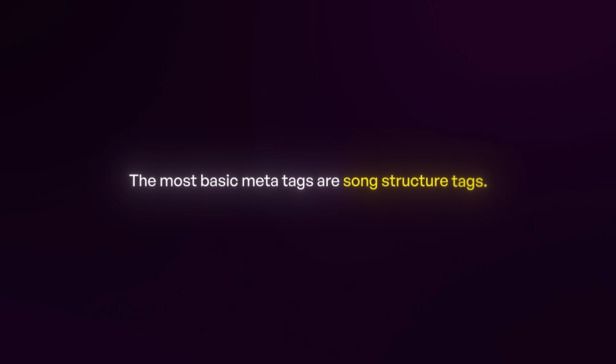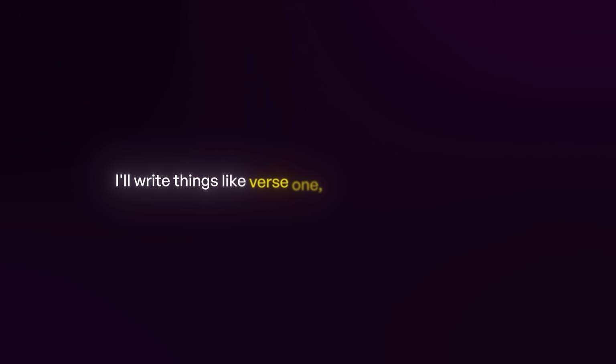So I'm going to take the lyrics Suno just generated for our dream pop song and add metatags to give it more structure and emotion. The most basic metatags are song structure tags. I'll write things like verse 1, chorus, bridge, and outro inside brackets to tell Suno exactly how to organize the song. But I'm gonna go way deeper than that.